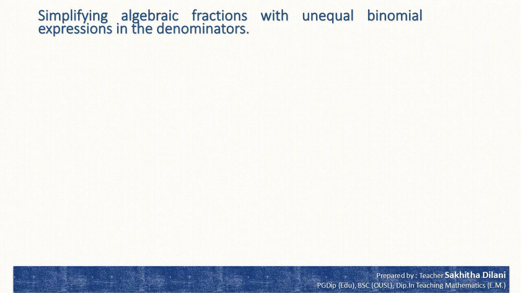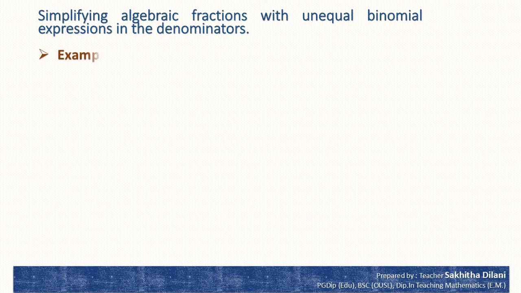Simplifying algebraic fractions with unequal binomial expressions in the denominators. As we did in the previous lesson, here too the LCM of the algebraic expressions in the denominators is first found. Then the simplification is done after the equivalent fractions with the common denominator are found.